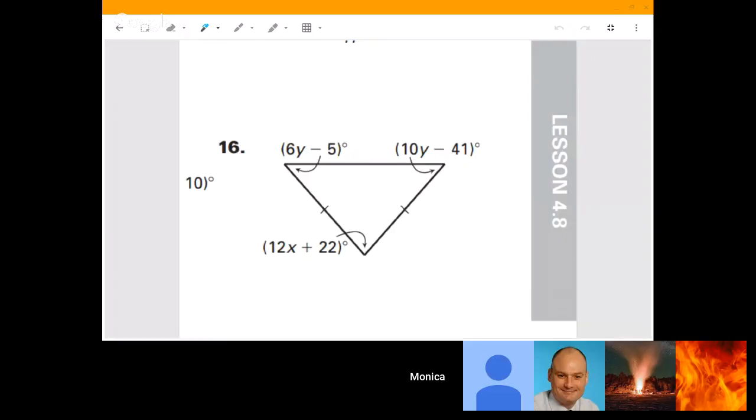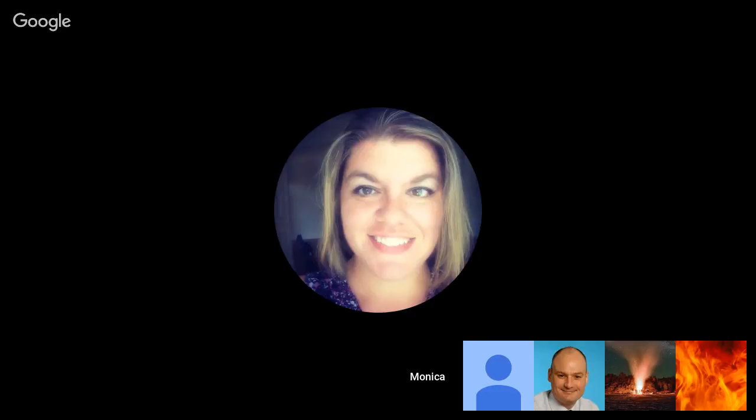Ethan, on 17 through 22, you're supposed to find the perimeter. Remember, the perimeter is adding all of the outside lengths. So what you're going to have to do is see what you can set equal to each other according to the diagram. That way you can solve for your variable. Then plug back in to those equations so that you can see what your side lengths are, and then add all three of them together to get your perimeter.